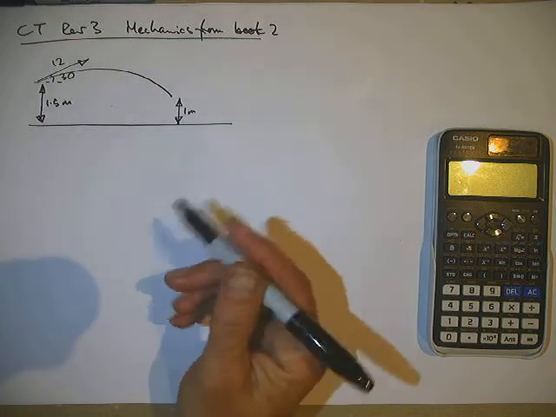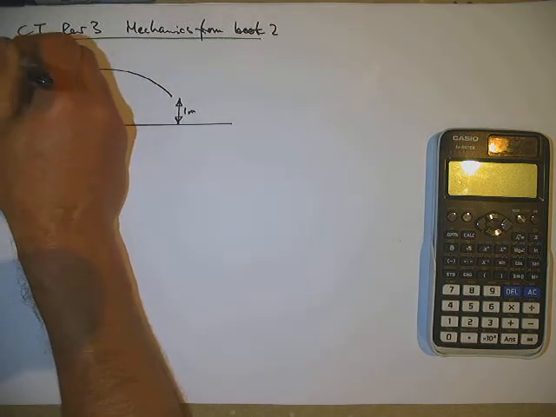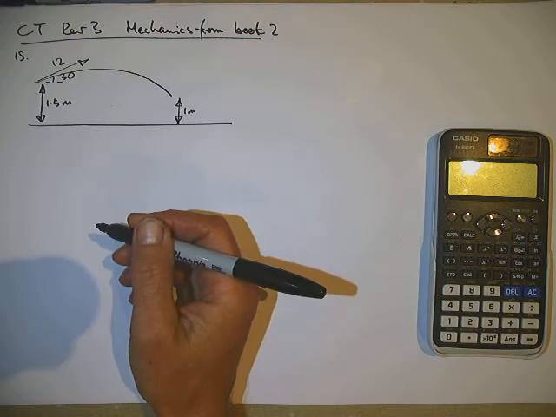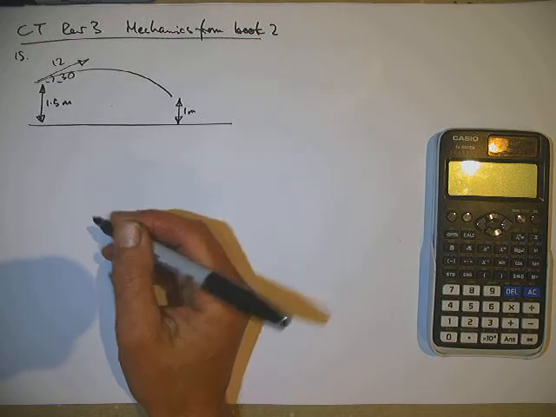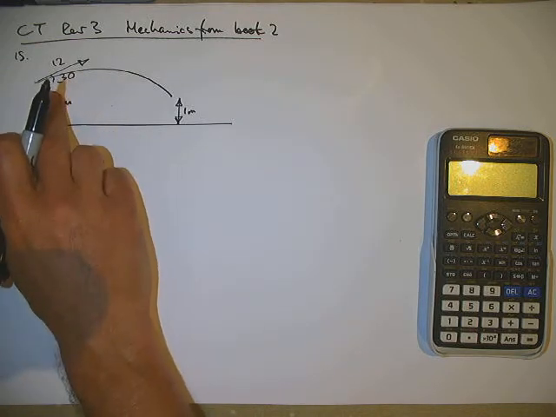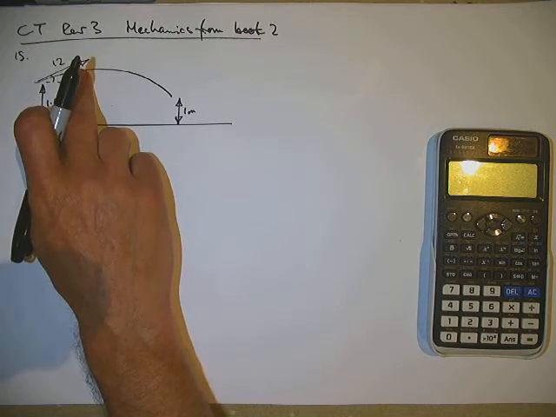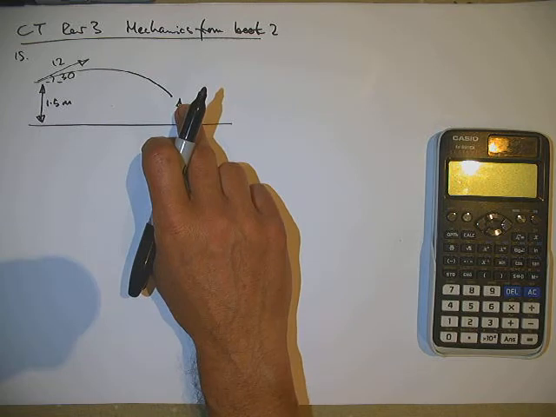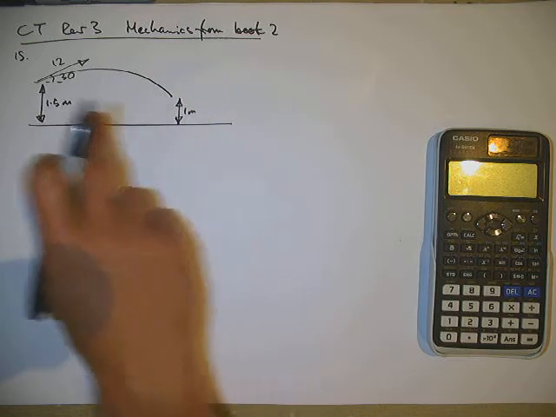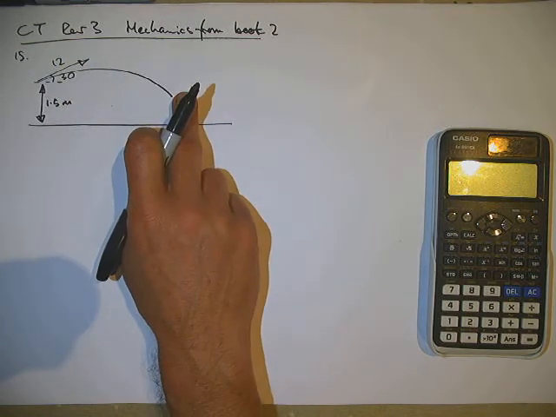Let's have a crack at question 15 from the cross-topic review exercise. An arrow is fired from a point at a height of 1.5 meters, initial velocity of 12, an angle of 30, hits a target 1 meter above the ground. The path of the arrow is shown like this.